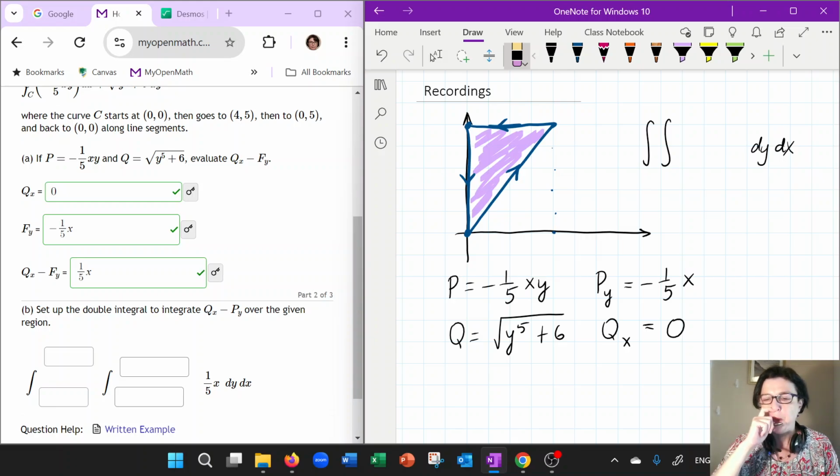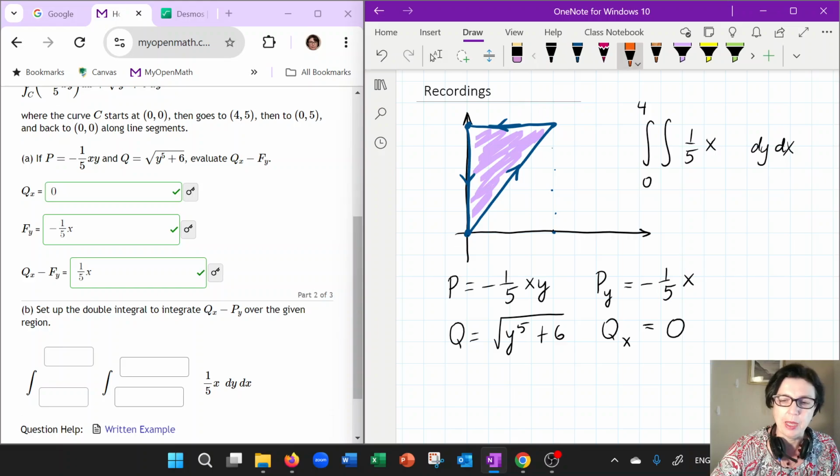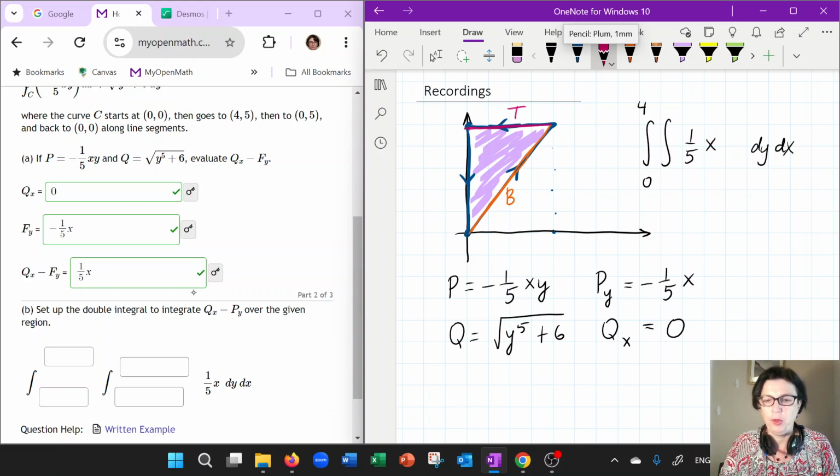Okay, so the outside limits are going to be the x limits, which are the extreme values of x, and they change from 0 to 4. The inside limits, and again, we're integrating 1/5 x, are going to be from the bottom curve, which is this orange one, we'll call it B, to the top curve, which is T. We need to come up with equations of each of those curves. Now, these are not going to be just numbers. Maybe one of them will, but not both, because this region is not a rectangle, it's a triangle.